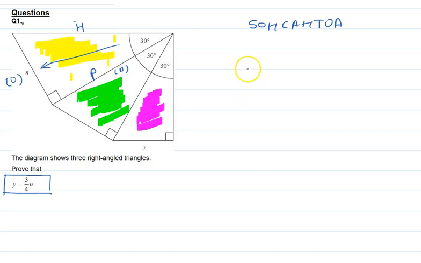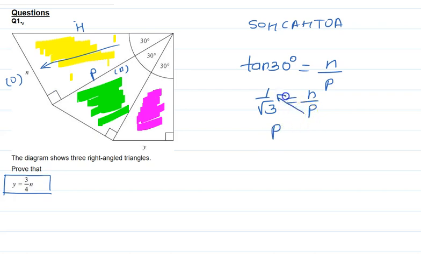So let's do it. tan 30 degrees equals n over P. tan 30 is 1 over root 3, that we need to put in a calculator. So we cross multiply: P times 1 and root 3 times n. So P equals n root 3. Yeah, this is our equation 1.